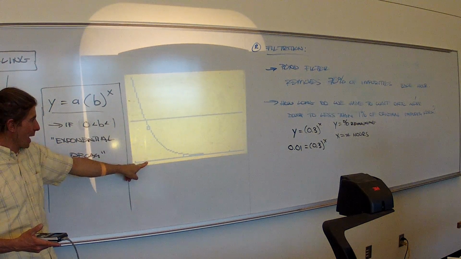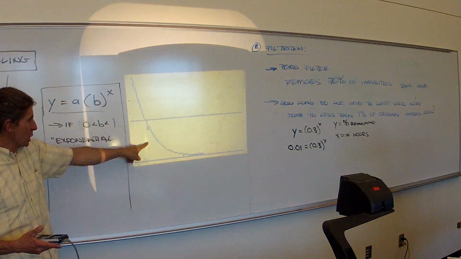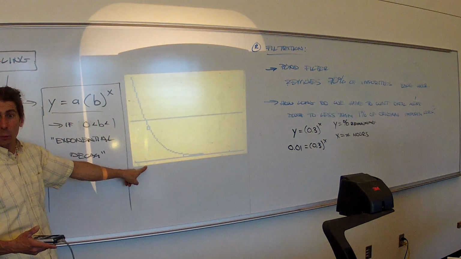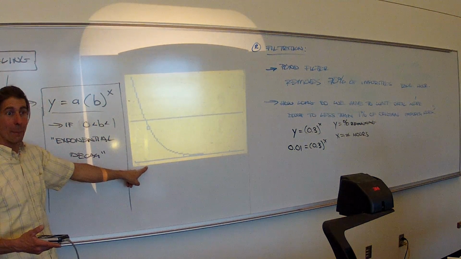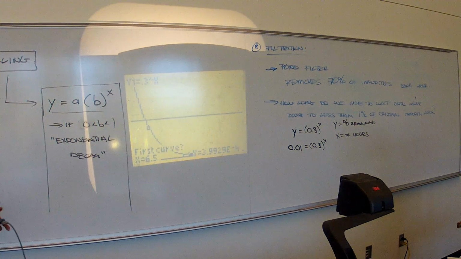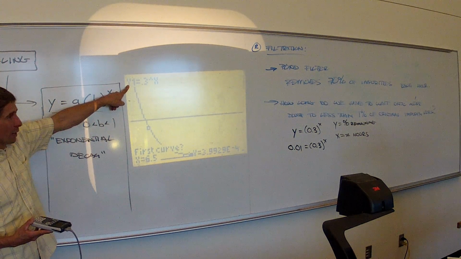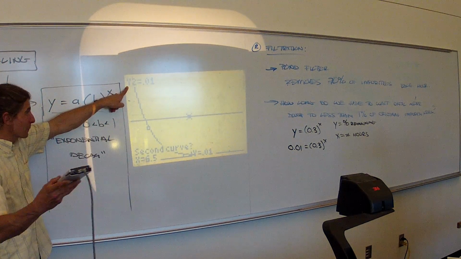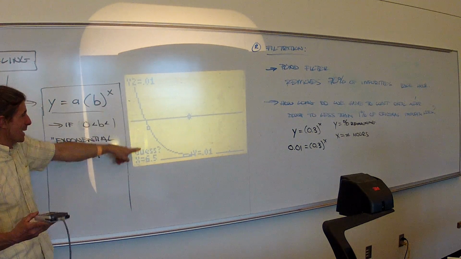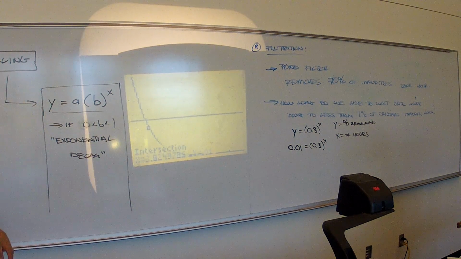That's the time. Whatever this is right here is the time that we're down to exactly 1%. Our job, go find it. Second trace. This is where your intersect is. Intersect. Yes, I would like to use y1 as my first equation. Enter. Yes, I would like to use y2 as my second equation. Enter. Guess. I don't care. You're the TI. Figure it out.